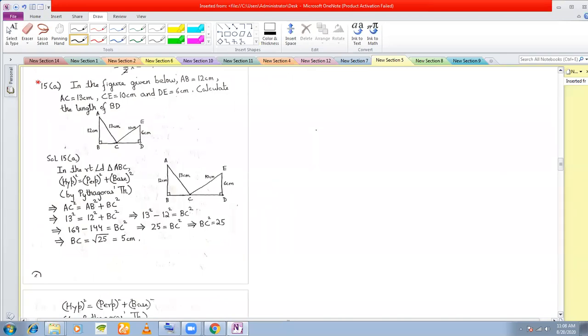Question here is, in the figure given below, AB is 12. So figure is given to you, AB is given to be 12. AC is given to be 13. CE is given to be 10. And DE is given to be 6. Calculate the length of BD. You need to calculate this length. Okay. Now you see, how many right angle triangles can you see in the figure?